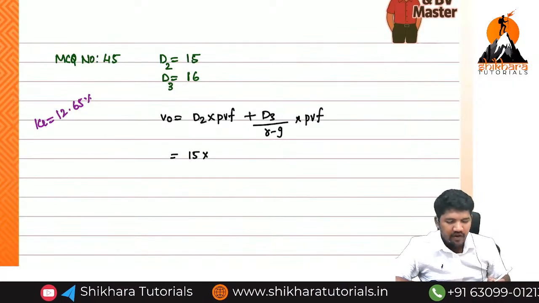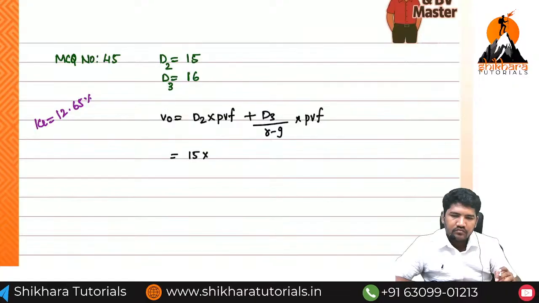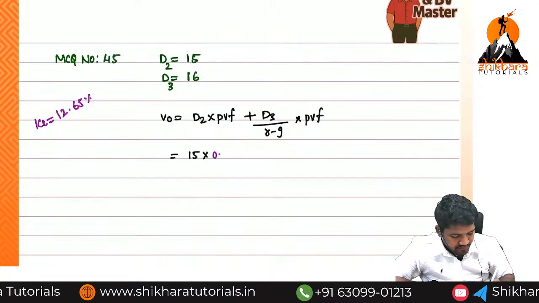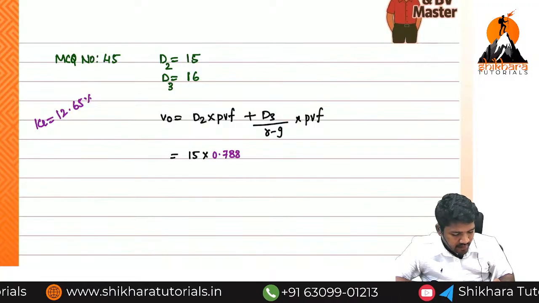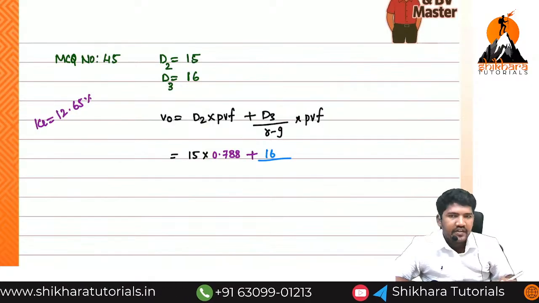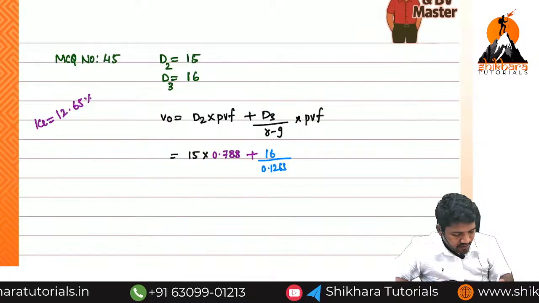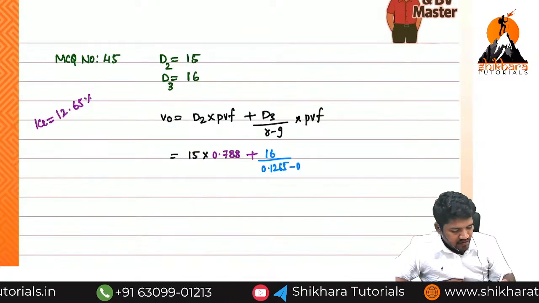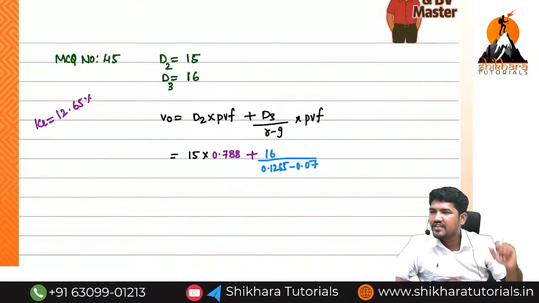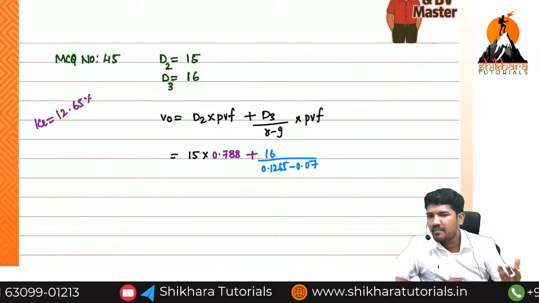Now please tell me the present value factor for 2 years. 0.788 plus D3, please, 16. What is the required return? K is nothing but required return. 0.1265 minus G. Sir, they already specified estimated values. That's why directly taking D2 and D3. If they were not saying estimated values, I could convert them into estimates.